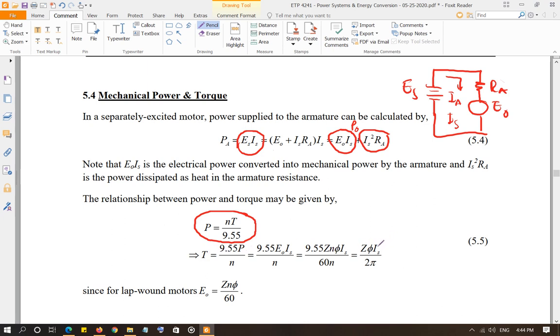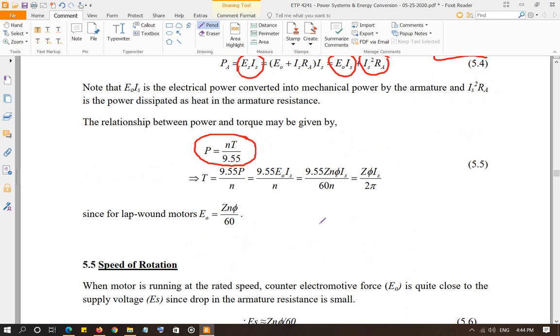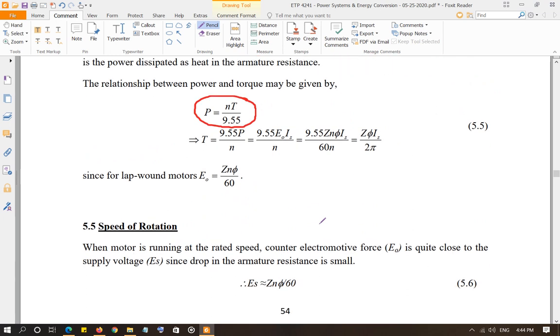Of course, in the source current, or in this case, it's going to be the armature current. How much current is flowing in the armature? Of course, torque is going to be related to that, since the armature current produces Lorentz force, and Lorentz force produces torque. So that's the mechanical power and torque of the motor.